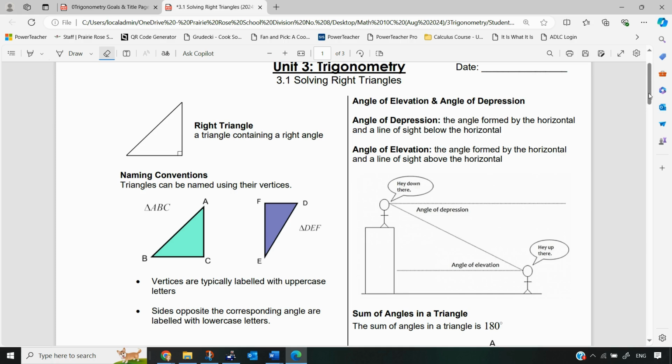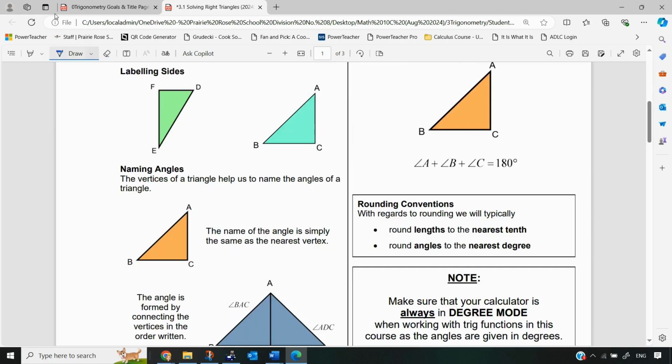Our vertices are typically labeled with uppercase letters, so capital letters, and the sides opposite the corresponding angle are labeled with lowercase letters. So when we're labeling our sides, we will have the same letter name as the angle that it's opposite. So if this is angle F, this would be side f. If this is angle D, I would have side d, and for angle E, I would have side e. Now notice again that the vertices are capital letters or uppercase letters, and the sides are lowercase letters. For our next triangle here, we would have side a, side b, and side c.